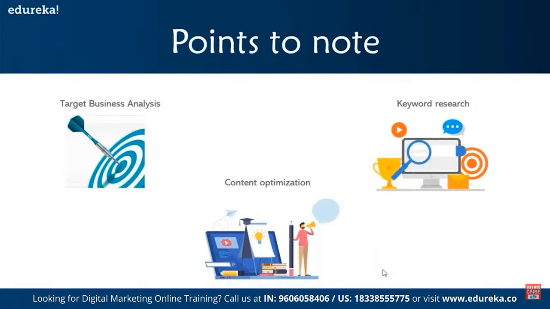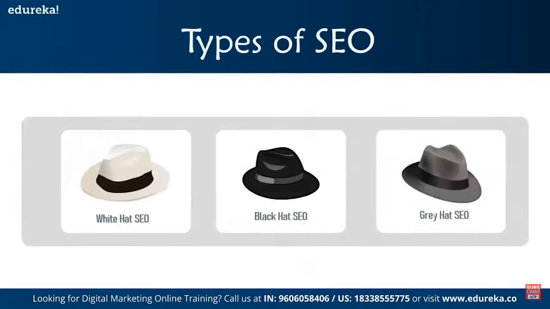Also, look at the kind of scripts that's there on your web page. Make sure there aren't unwanted codes lying around. So these are some of the things that help in having a good on-site SEO. Let's talk about the other way of classifying SEO.